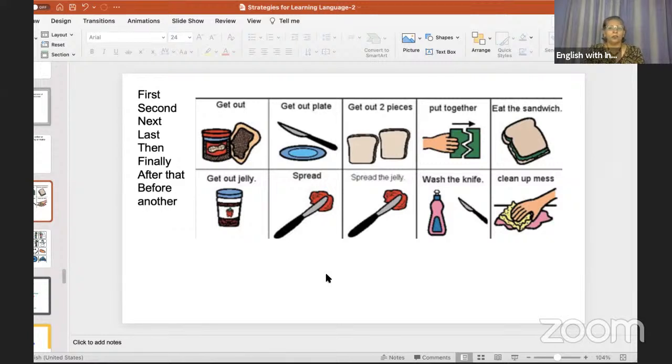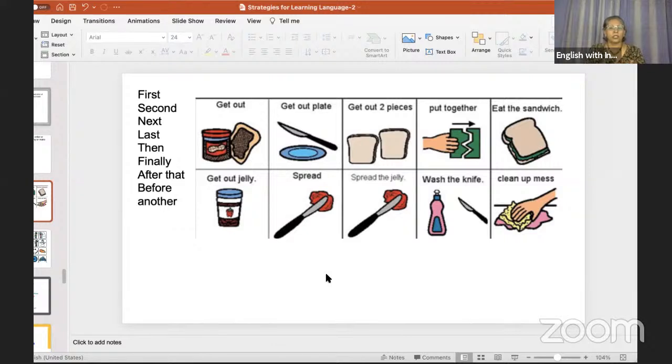So Arun, if you are connected, the words we are talking about are sequential order, things that happen in sequence. In Hindi we say क्रमवार, and in simple English we say step wise, right? Steps. So the first picture you can see, get out.